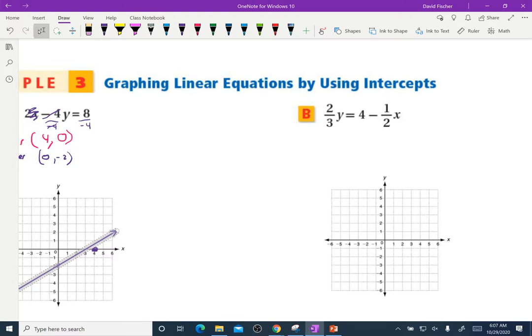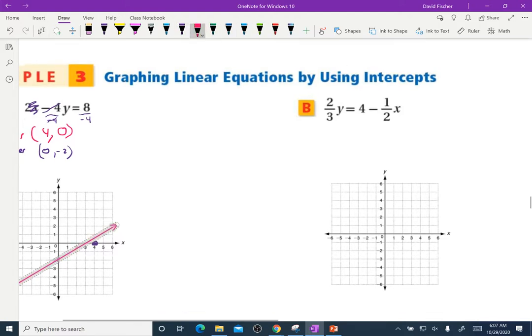Now over here, this is not in standard form, but it wouldn't take me very much to get it into standard form. I would just add a half x to both sides. Okay, so now my real formula in standard form would be 1/2 x plus 2/3 y equals 4.